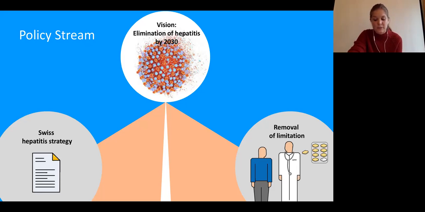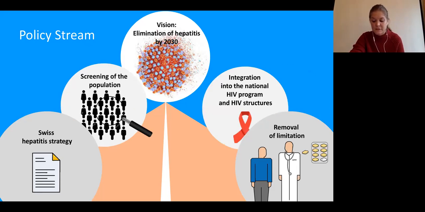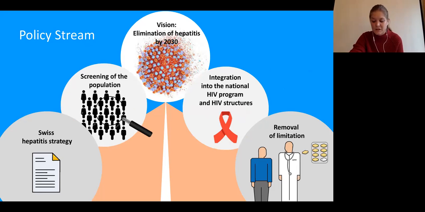Since there are expected to be many unreported hepatitis C cases, and since there is no sound epidemiological data, the idea of a screening of the population was introduced. However, the costs and implementation were sticking points, and not all stakeholders supported this idea. So then, as an additional idea, the integration into the national HIV program and international HIV structures was proposed.